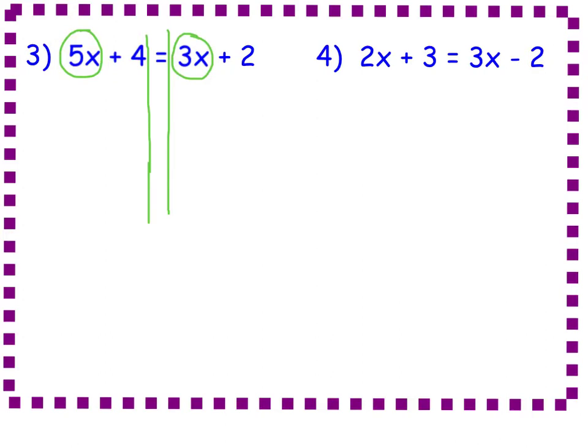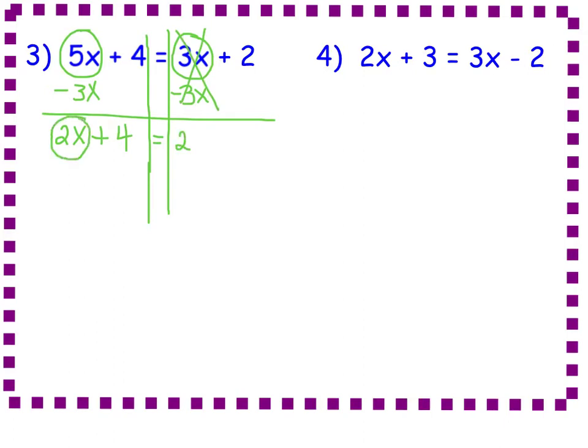So if I compare 5x and 3x, 3x is smaller. So I'm going to do minus 3x on both sides. The only reason that I choose the smaller of the two is because then you don't have to deal with negatives as much in the problem. If you don't really care to deal with negatives, then you can subtract either one and you'll get the same answer. Okay, so now when I subtract 3x, I end up with 2x plus 4 equals positive 2.